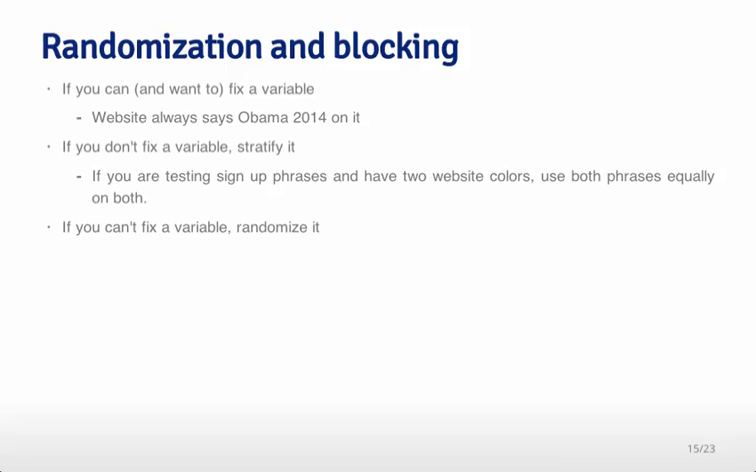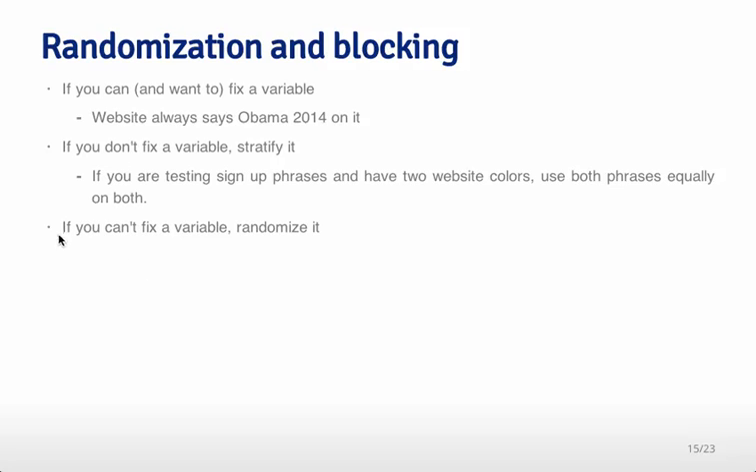Another way is that you could stratify. Suppose you have 2 website colors and you want to try out both of those website colors with both phrases and you want to know which phrase works better. Then what you can do is use both phrases equally on both colors. That way you've stratified your sample so you have both website colors used equally with both phrases.